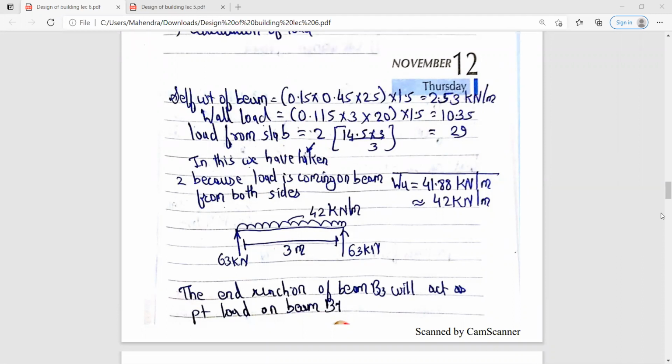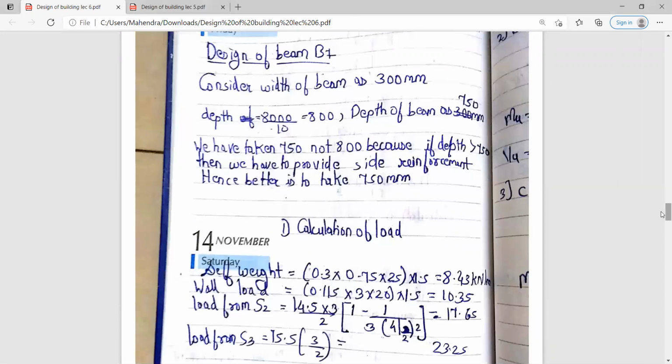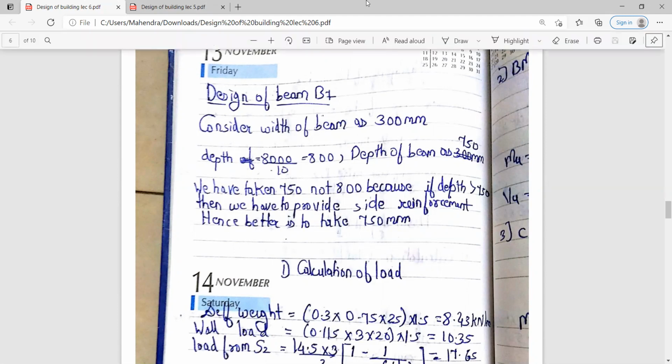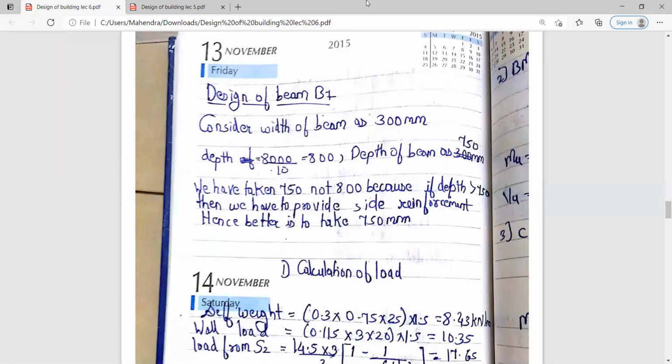We need to design for the beam B7. Consider the width of beam again as 300 mm. So we are going to consider the width of beam as 300 mm and the depth will be total span by 10. So the total span for the beam B7 is 8 meter, that is 8000 mm. So 8000 upon 10, that is span by 10, it will be 800. So the depth of beam we are going to consider it as 750.